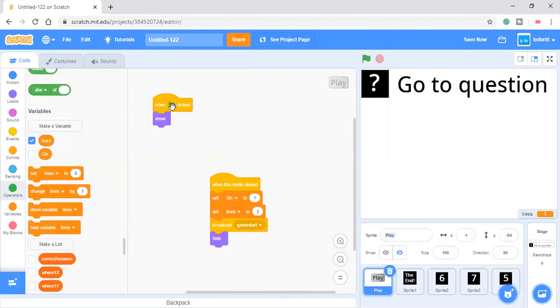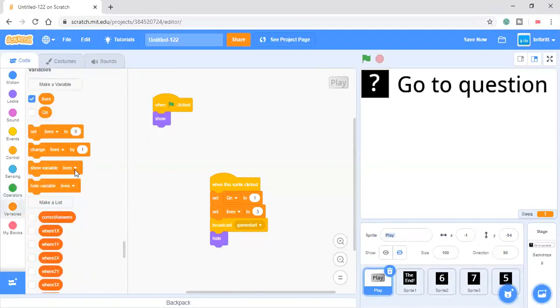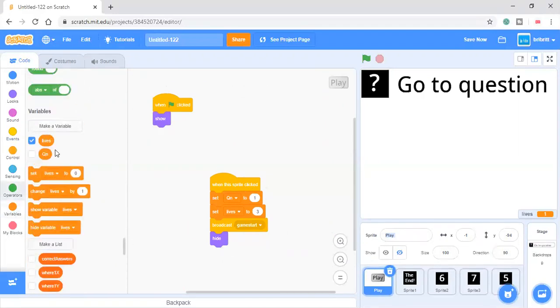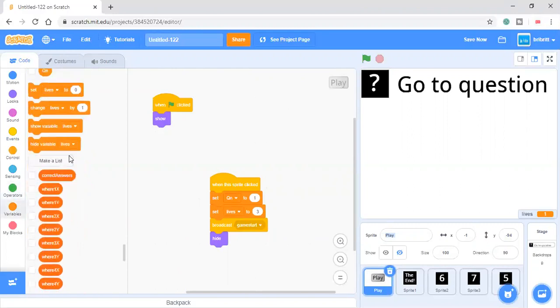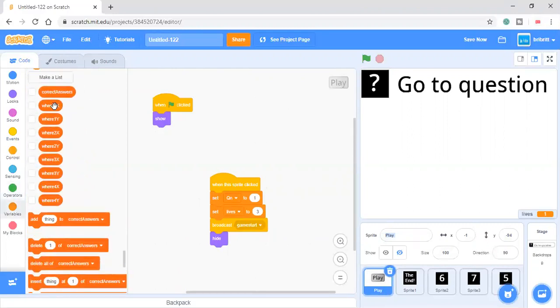Quite simple to code. When green flag is clicked, show. When this sprite is clicked, oh, I just forgot about all the variables. So you need lives, question number and lists. There are quite a lot: correct answers, where 1x, where 1y, where 2x, where 2y, where 3x, where 3y, where 4x, and where 4y. So set question number to 1 and set lives to 3 and broadcast game start before hiding.